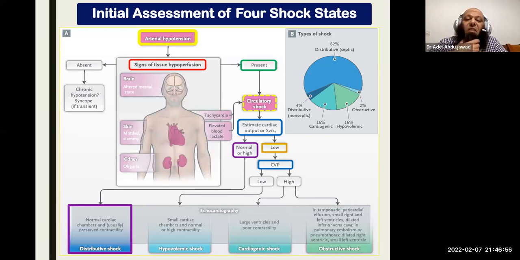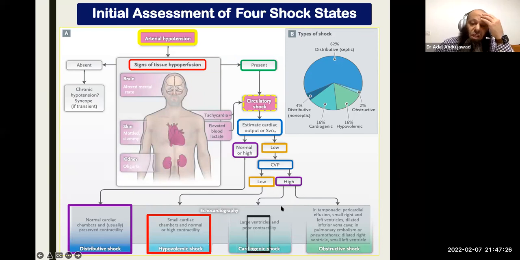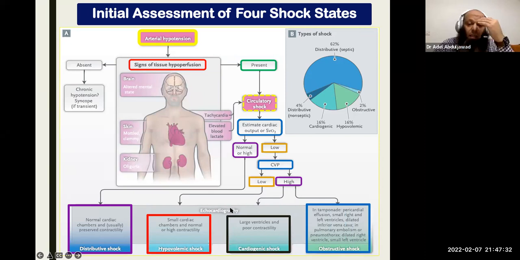So if you have the capability to measure the right atrial pressure, it is either low or high. We have the patient in circulatory shock, cardiac output or central venous saturation or mixed venous saturation is low, and right atrial pressure is either high or low. If the right atrial pressure is low, you are talking about hypovolemic shock. If, on the other hand, the right atrial pressure is high, this is either cardiogenic shock or obstructive shock. The next step after that is the role of point of care ultrasound or echocardiography.